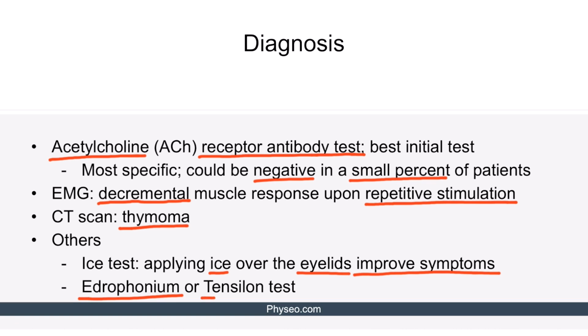The edrophonium or Tensilon test was used before the acetylcholine receptor antibody test, but was largely abandoned due to its high false positive rates. Nevertheless, it could show up on the boards, so let's take some time to understand the mechanism behind this test. In this test, a short-acting acetylcholinesterase inhibitor is administered, after which patients experience improvement of their symptoms. It works by inhibiting acetylcholinesterase, which increases the availability of acetylcholine that could bind to the acetylcholine receptors, and ultimately this improves signal transmission.